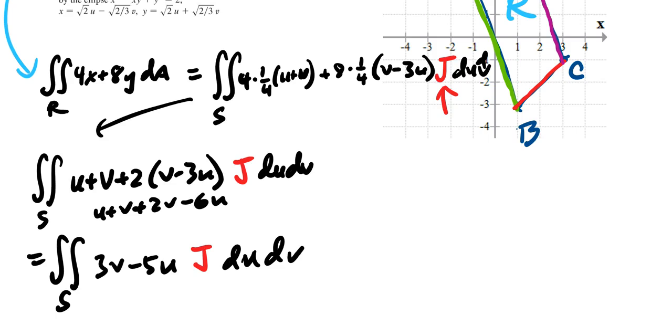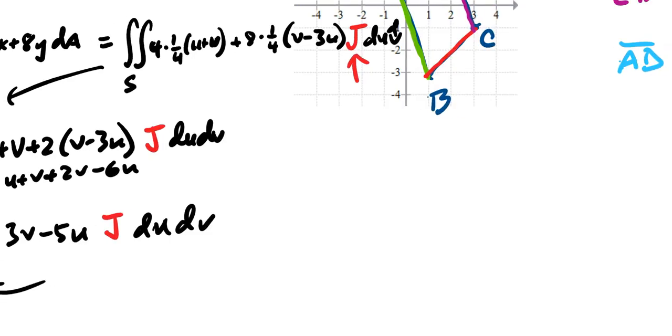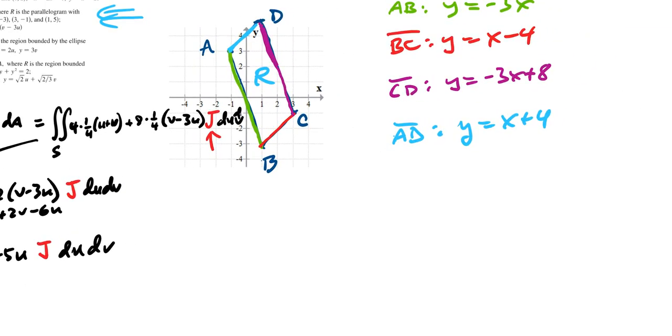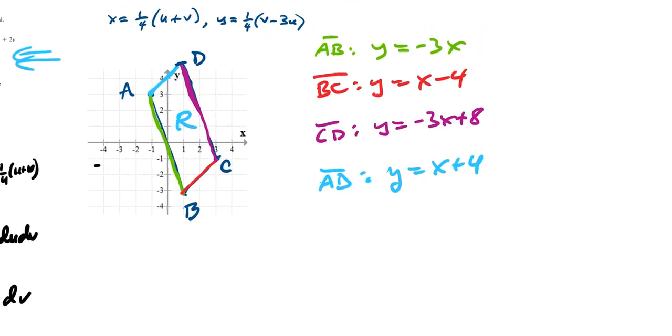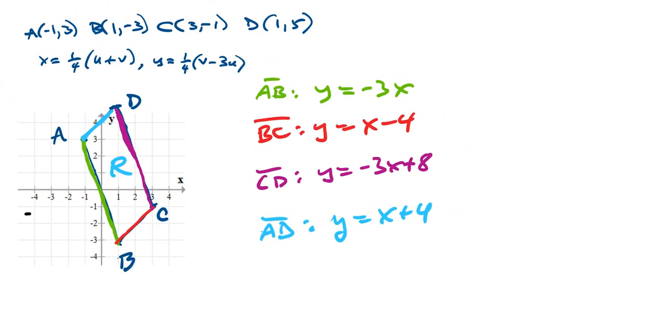All right, so now the limits of integration for S, we need to figure those out. So what you do is you take what they gave us and you find an expression for its boundary. If it were a circle, you'd find the expression for the circle, or an ellipse, whatever. And so what I did was I labeled the points that were given to us, and then I found the equation of each line.